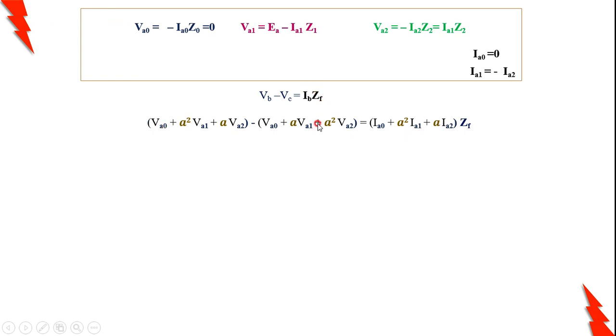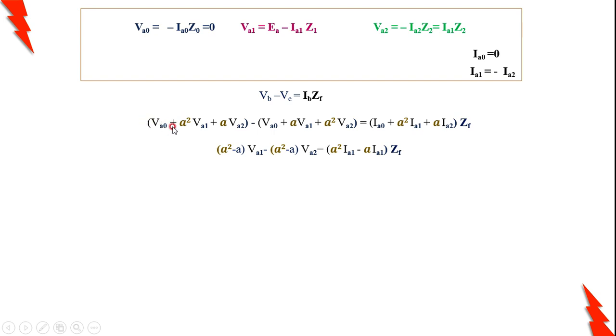Then the other condition is that IA1 is replaced by minus IA2. That is already taken care of in the sequence, that is IA0 is equal to 0. Here you can put IA0 is equal to 0. Okay, now you just have to simplify this. What am I getting here?